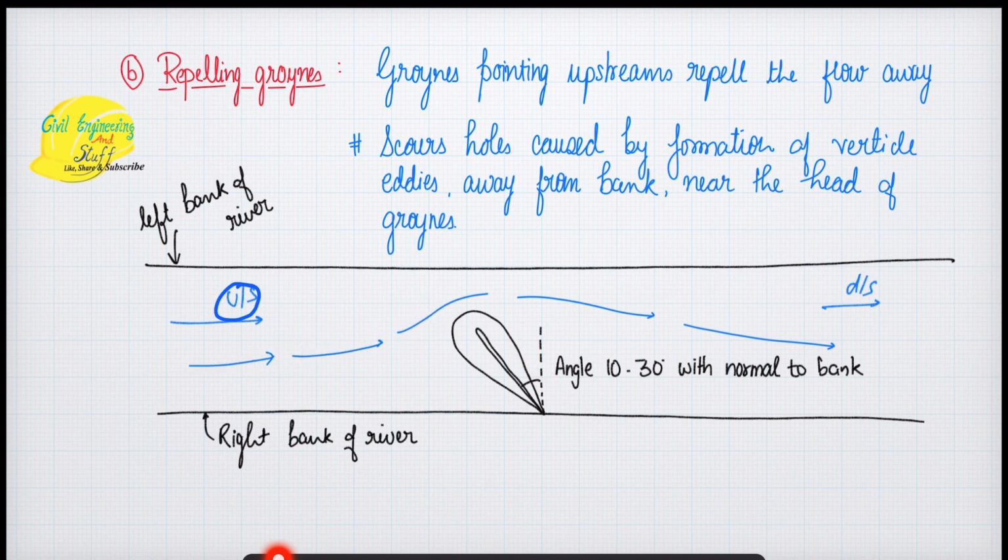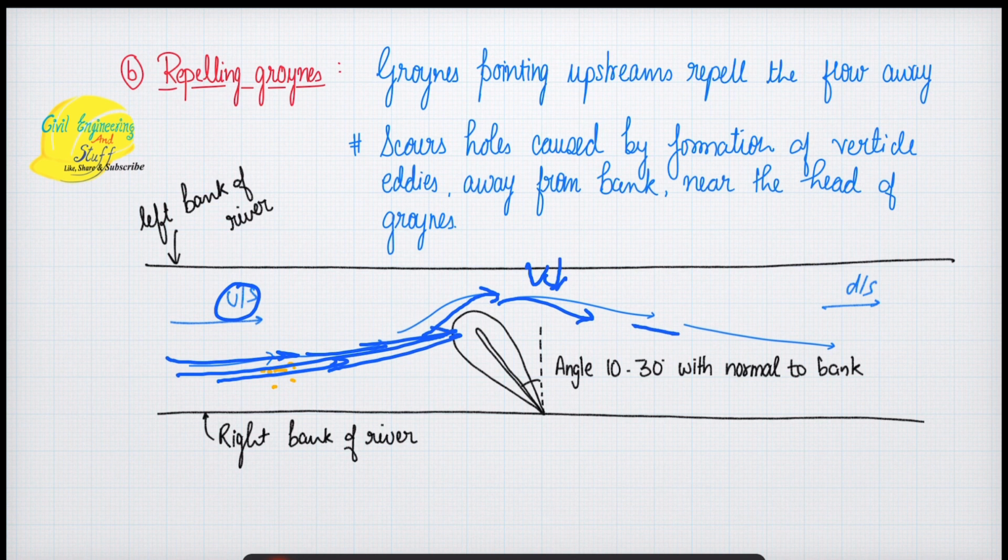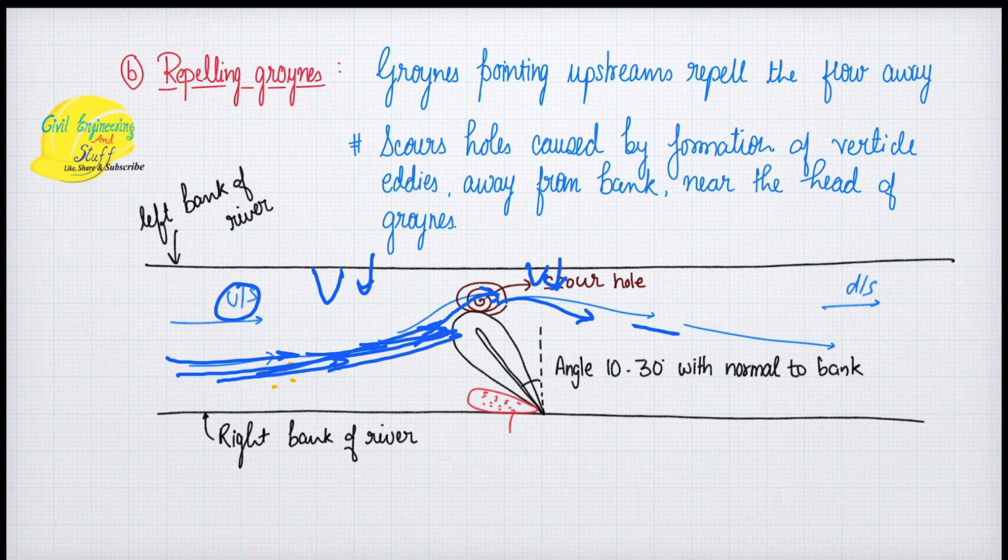Now, as the water comes with a certain velocity, it strikes the groyne, the velocity is reduced, and then it moves on. Moving water always contains a certain amount of silt particles. So when it strikes the nose of the groyne, the velocity is reduced, and once the velocity is reduced, certain pockets of silt will be deposited along the bottom of the groyne.